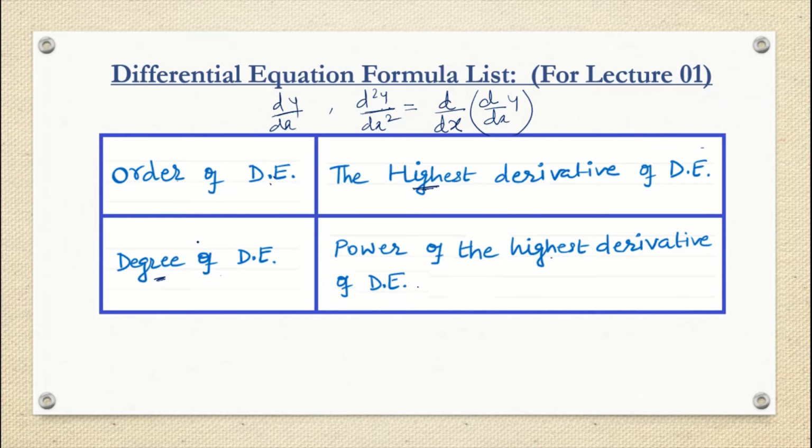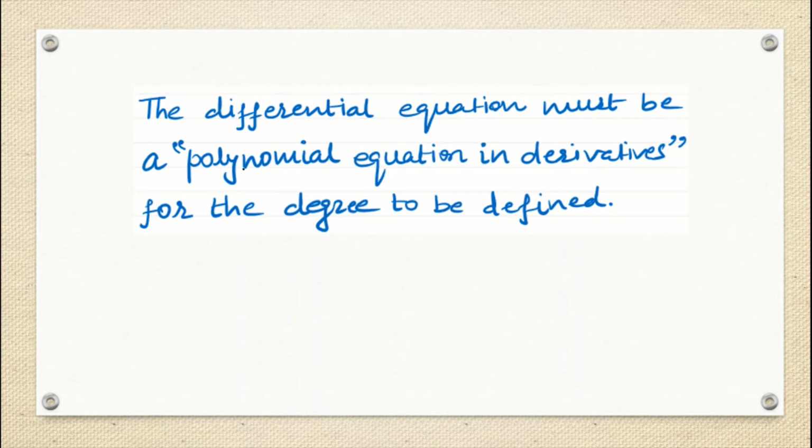Now, to understand when the degree is defined, we have something written here: the differential equation must be a polynomial equation in derivatives for the degree to be defined. We can find the order of each and every differential equation, but to find the degree, it should be a polynomial equation in derivatives. Okay, what does it mean?